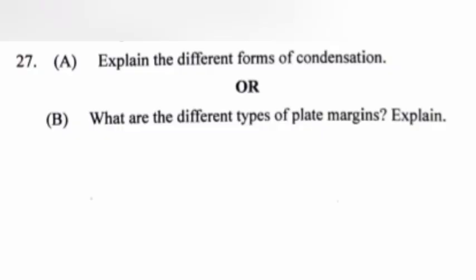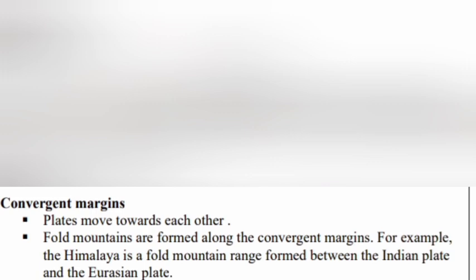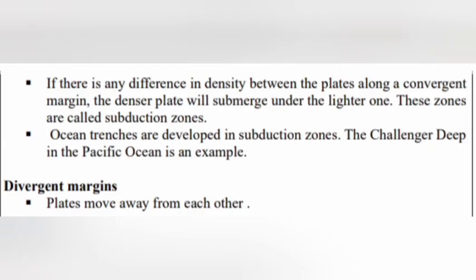B. What are the different types of plate margins? Explain. Answer: Convergent margins. Plates move toward each other. Fold mountains are formed along the convergent margins. Subduction zones. If there is any difference in density between the plates along a convergent margin, the denser plate will submerge under the lighter one. These zones are called subduction zones.